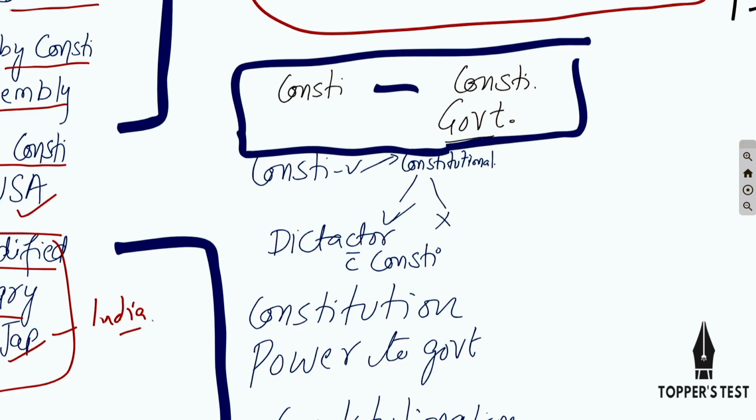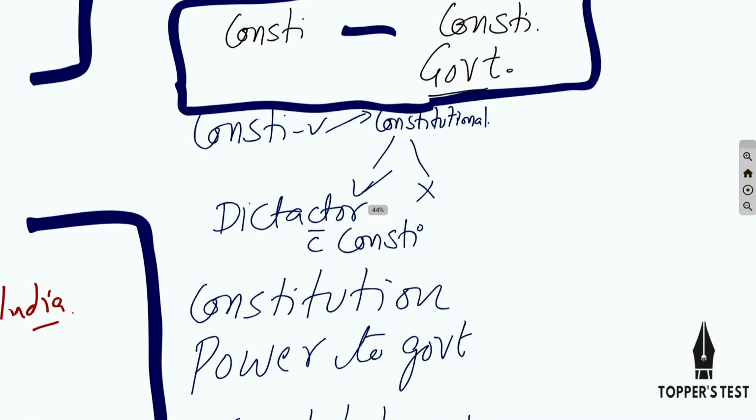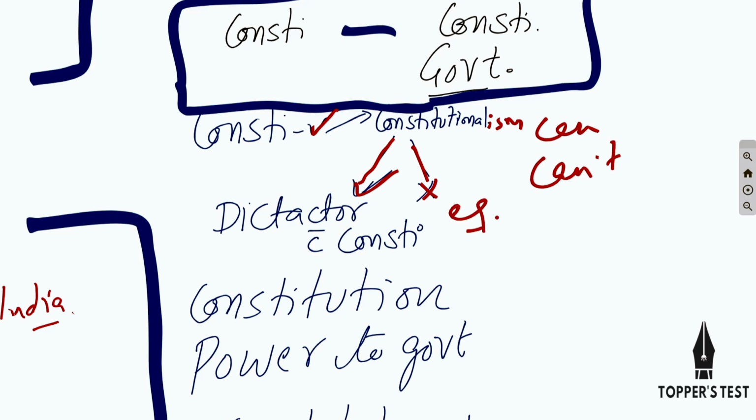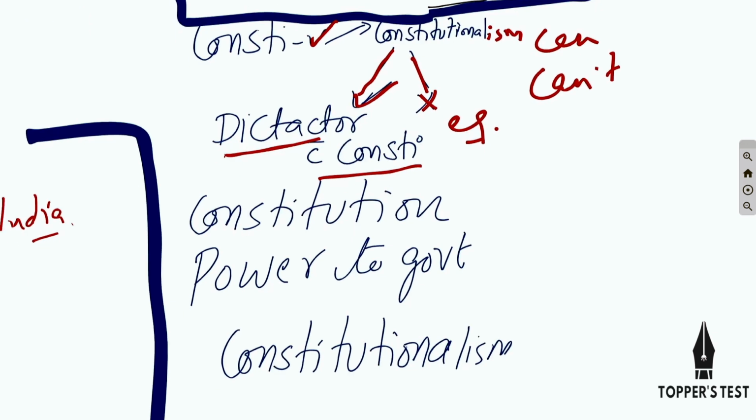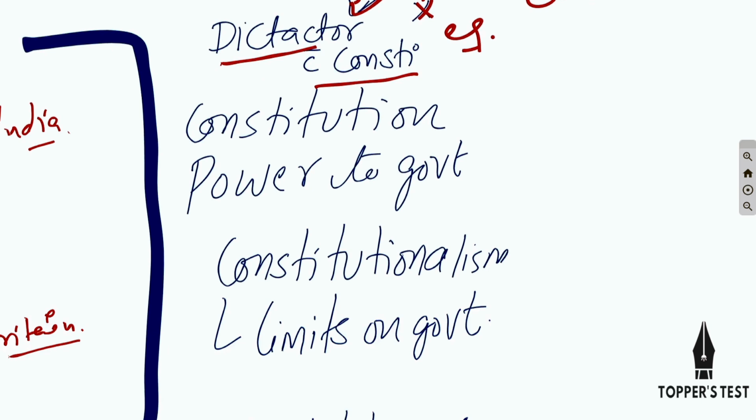So now we have on our plate constitution and constitutional government. If there is a constitution, it does not mean that constitutionalism will necessarily be there or will not be there. In both cases, if the constitution is there, constitutionalism can be there and cannot be there. For example, a country with a dictator and with a constitution: it has a constitution, but constitutionalism is not there. Dictatorship with a constitution is that type of example.